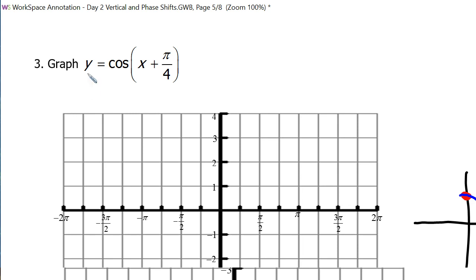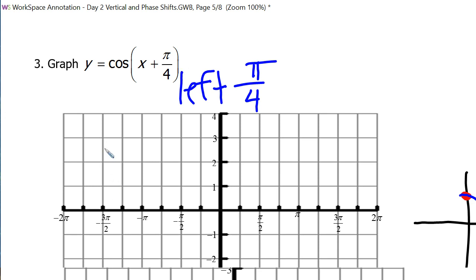Okay, so notice we are adding or subtracting inside the grouping symbol. If you're adding or subtracting inside the grouping symbol, that is a horizontal translation. So if it's a plus pi over 4, which direction does it move? Left pi over 4. So if it's inside the grouping symbol, it moves it left or right, and it's the opposite of what you would think. If it's positive, you would normally think it's to the right, but it's to the left. So all of those points need to be shifted or translated left pi over 4 units.